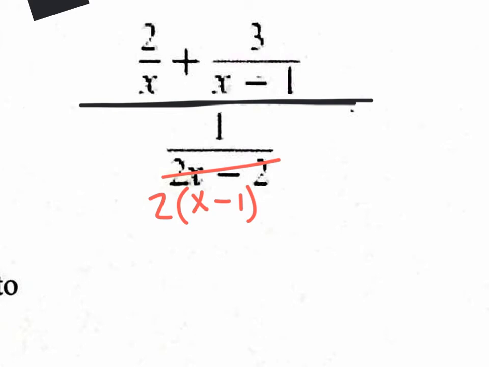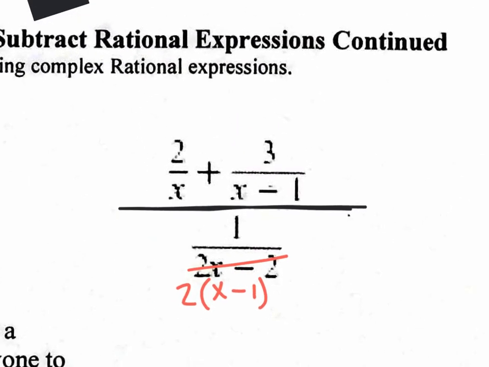So what would the LCD be? It would be x times 2 times x minus 1. All right? The LCD, I don't know where I should write this, maybe up here on the side. LCD is x times 2 times x minus 1. Again, there's an x right there, there's a 2 right here, and there's also x minus 1s right there. So the LCD is x times 2 times x minus 1, or 2x times x minus 1.